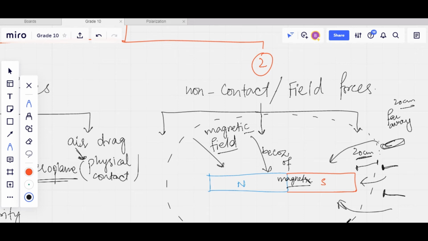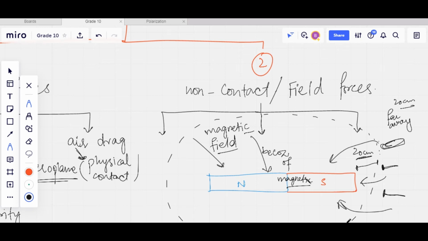This magnetic field has other characteristics which we are not going to discuss in this chapter because we are discussing only forces here. So the point is it has a field around it. That's why we call them field forces. So these paper clips are not directly in contact with the magnet. They are away, they don't have any contact. That's why we call them non-contact forces.